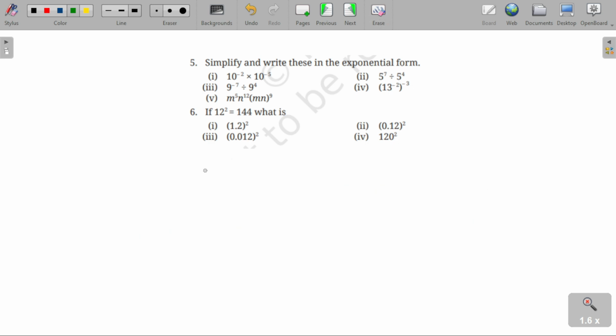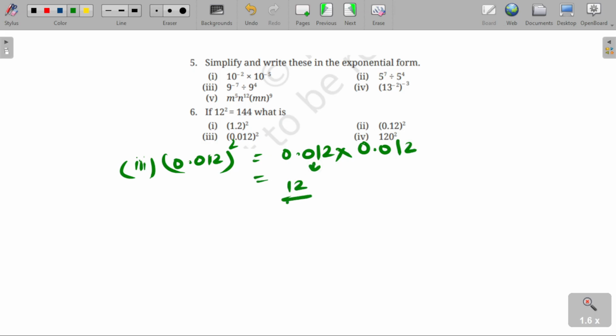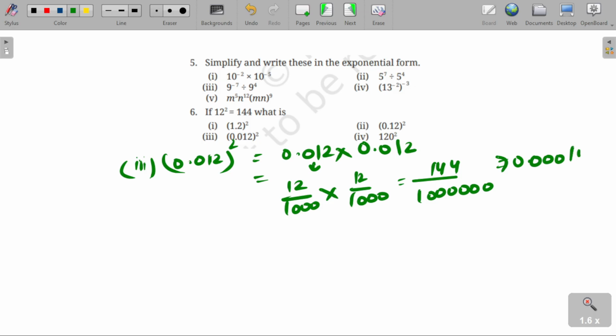Now part third. 0.012 square is 0.012 into 0.012. Converting them into fractions, 12 upon 1000 into 12 upon 1000. So this will be 144 upon 10 lakh. So the answer will be 0.000144. Fine.